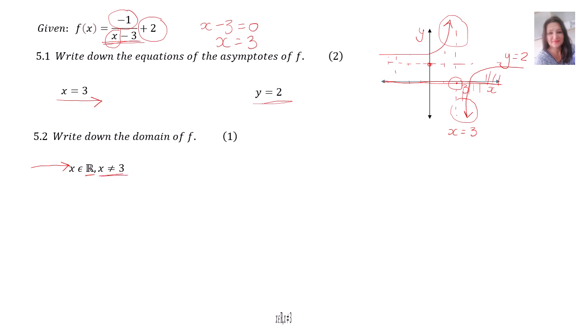There's another way of writing this. You can either write it as x is smaller than 3 or x is greater than 3. And please note, you cannot include the 3 because that is where you will find your vertical asymptote. So any of the two, either or, is worth 1 mark. And then just to go back to 5.1, x is equal to 3 for your asymptote, y is equal to 2 for your asymptote. Both are worth 1 mark each.